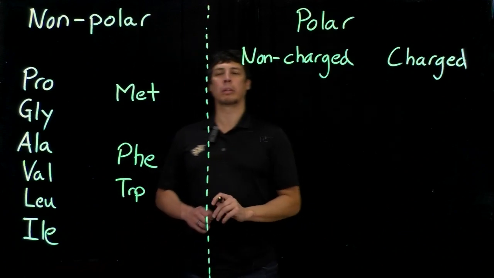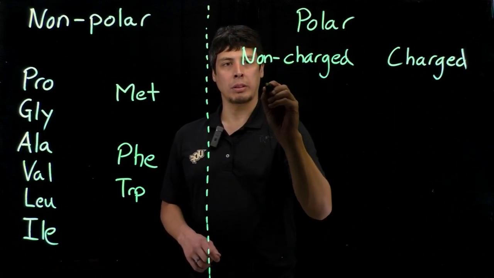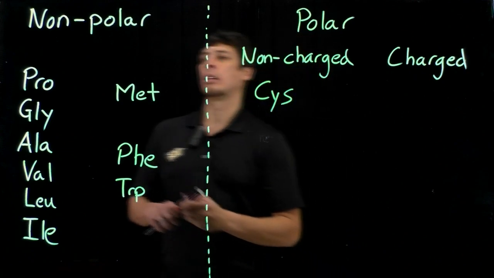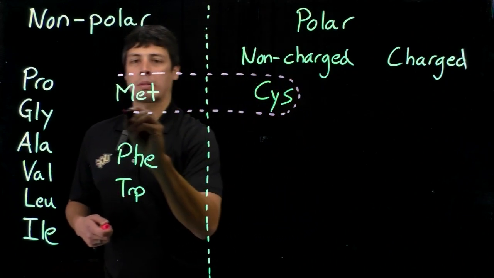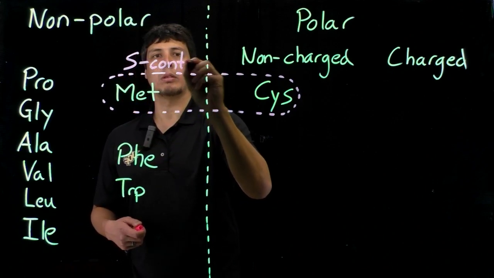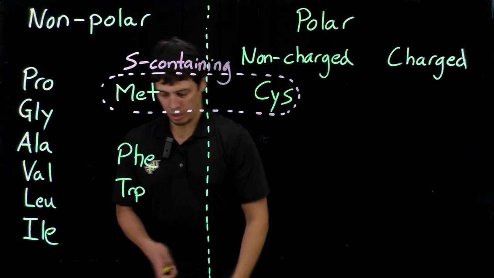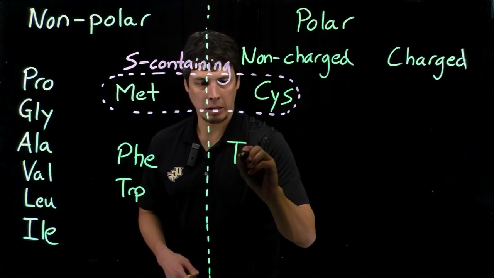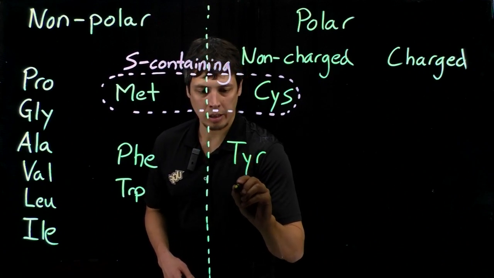So let's look at our polar amino acids. All right? So we'll start with the non-charged. The first one I'm going to start with is cysteine. We draw it up here because I like to group methionine and cysteine together because they're both sulfur-containing. So these are sulfur-containing amino acids. All right. And then down here we have tyrosine, which is a non-charged polar, and histidine.